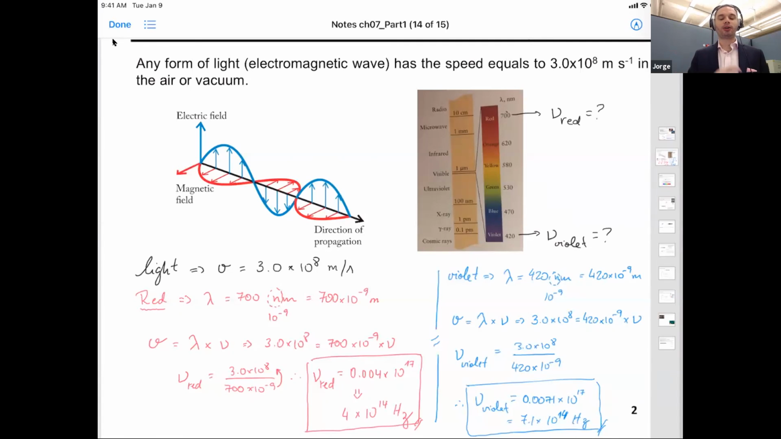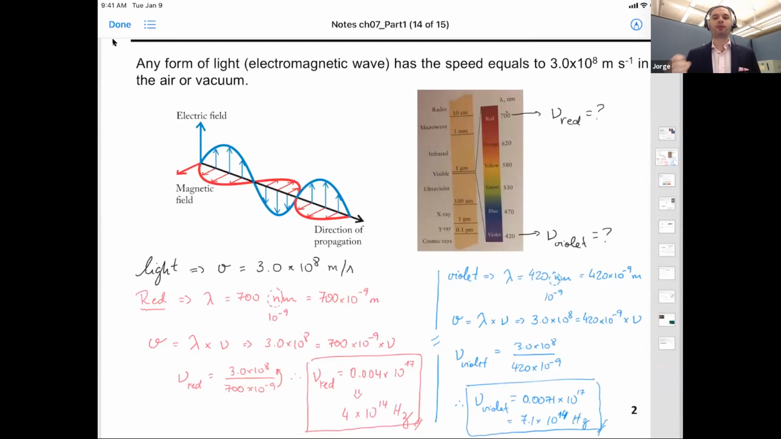I showed you that there are two different types of wave, mechanical waves and electromagnetic waves. Light is an electromagnetic wave, and we will focus on that from now on. I also showed you an equation that correlates the speed of a wave with the wavelength and the frequency. We did some simple calculations for red light and violet light, or purple light. So we got the frequency for red light and the frequency for purple light using v equals lambda times nu.